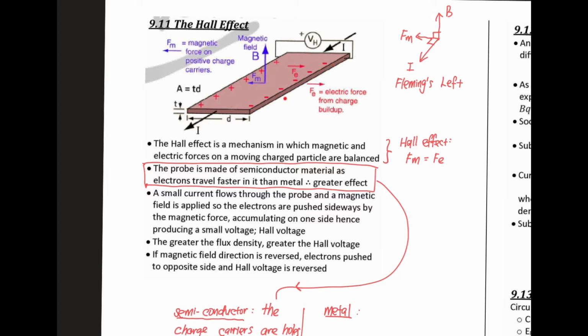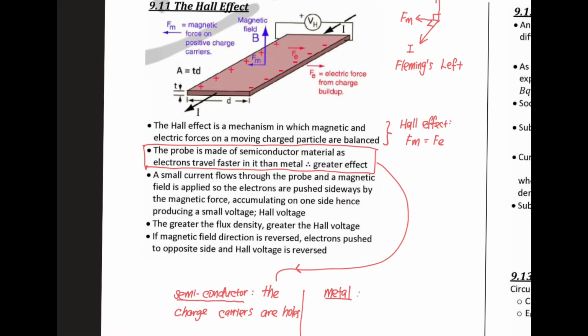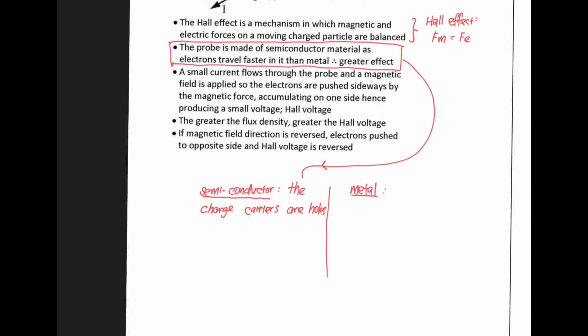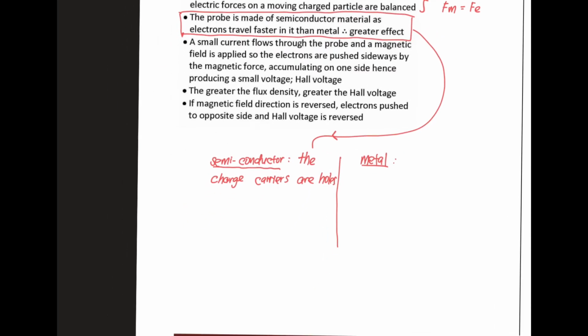Imagine that initially the semiconductor is neutral. Because of the magnetic force, it makes one side positive and the other side negative. Okay, so now let's move on to more information. For a semiconductor, the charge carriers are holes.